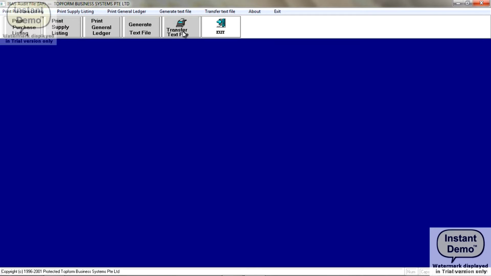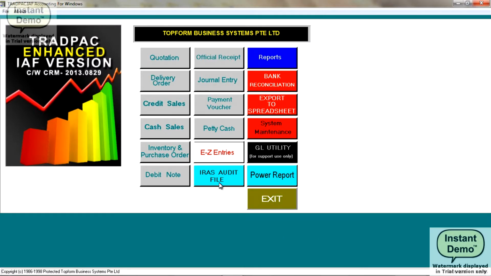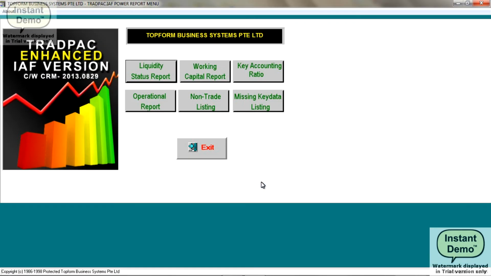Beside the IRAS audit file, let us show you the power reports. Perhaps this is a much bigger reason why you should be doing the update, because this is management accounting. Management accounting is information meant for the management to update and keep themselves informed so that they can make good business decisions. Sad to say, accounting information by and large is not used for this manner. It is treated more like statutory accounts rather than management accounts.